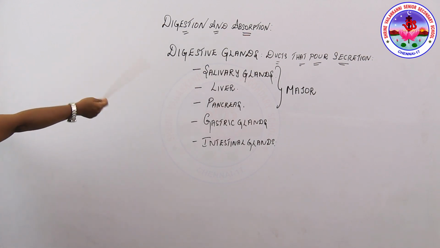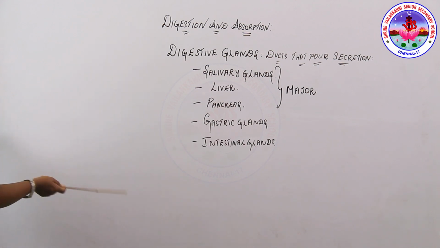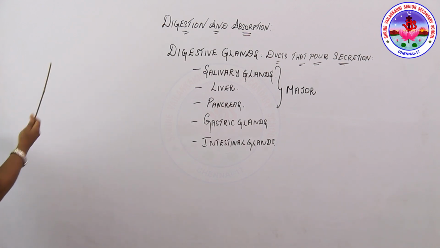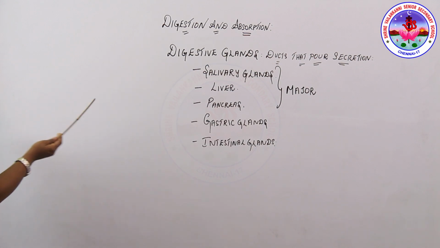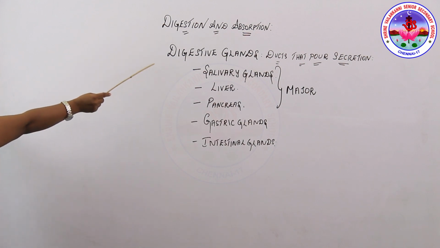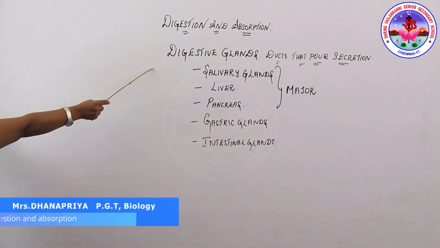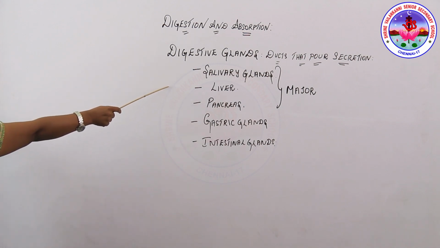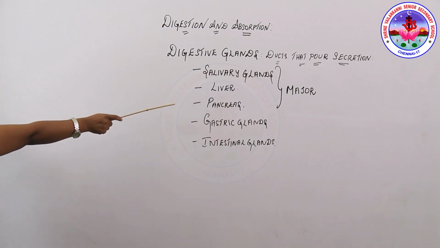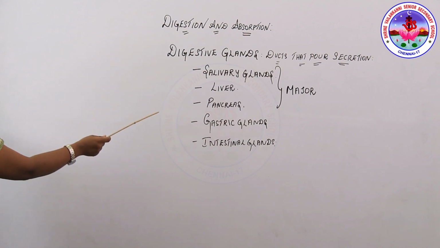So this will be the complete set, which we will call the digestive system. Without digestive glands, what happens? No digestion will occur, because these associated glands secrete a lot of secretions, with more enzymes to digest the food materials, breaking the complex into very simple ones. So the digestive glands are those having a duct that pours secretion into the digestive system. The alimentary canal and the digestive glands are the parts of the human digestive system.